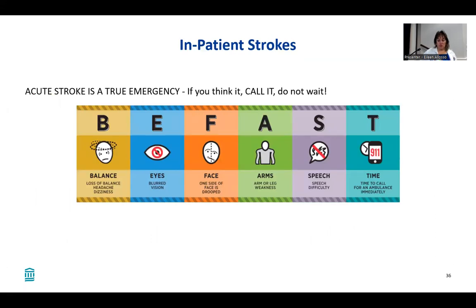And then inpatient strokes. I have another case study for you. So in the hospital, we don't teach FAST anymore. We've gone to the BE-FAST because strokes also can affect balance. So we see a lot of dizzy patients come in who turn out to have a posterior circulation stroke. And then vision. So people who have blurred vision or nystagmus or something going on. So eyes is in that. So we do the BE-FAST.